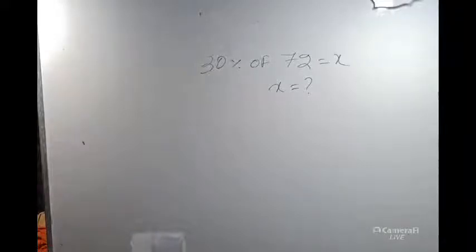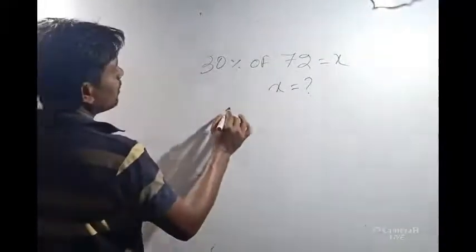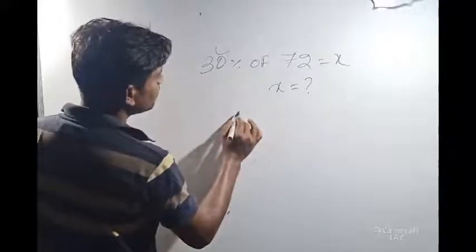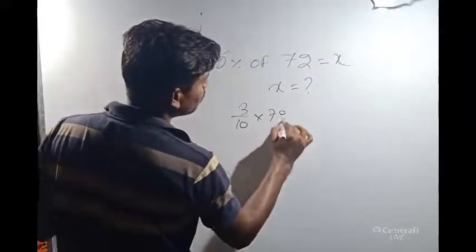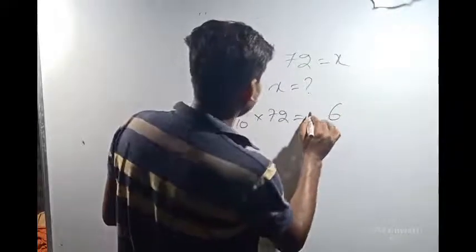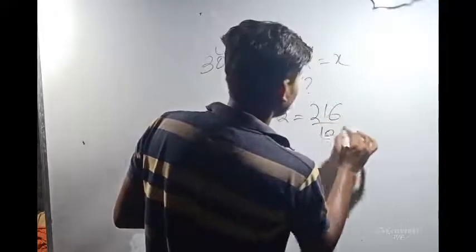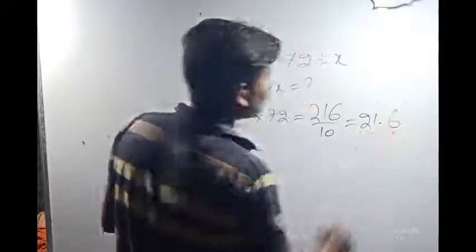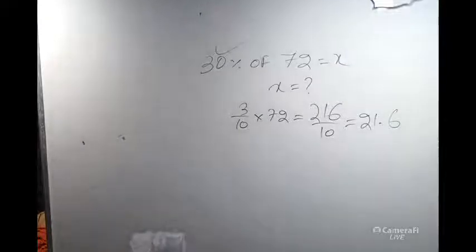30% of 72 equals x. Then x equals: 30% means 3 by 10 into 72. Then 3 into 72, 3 7s are 21, by 10. This is 21.6. Any doubt? This is 21.6.